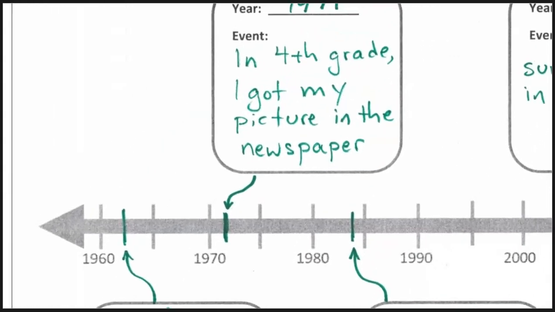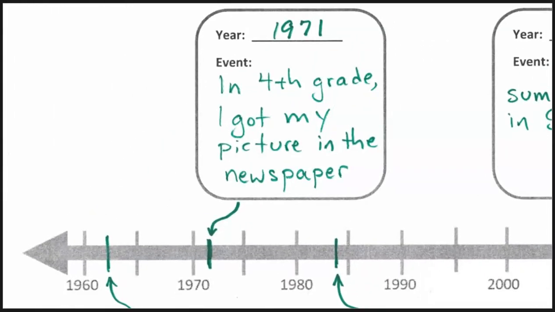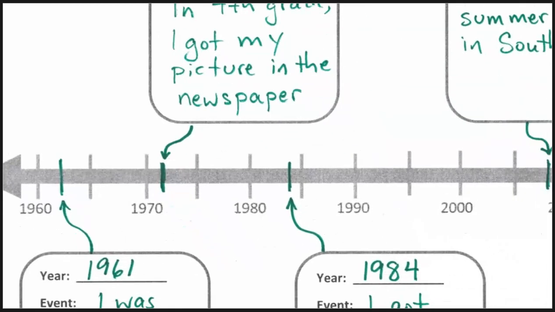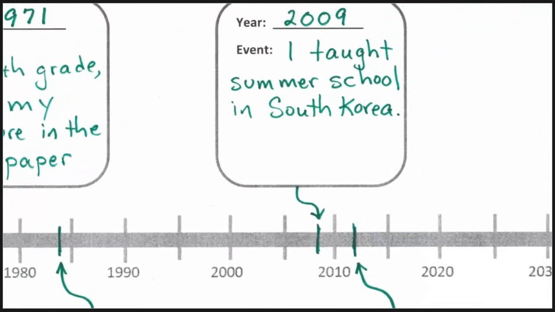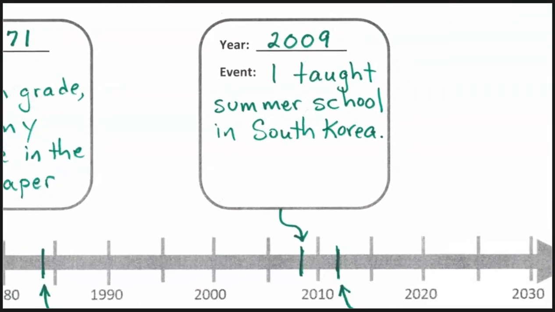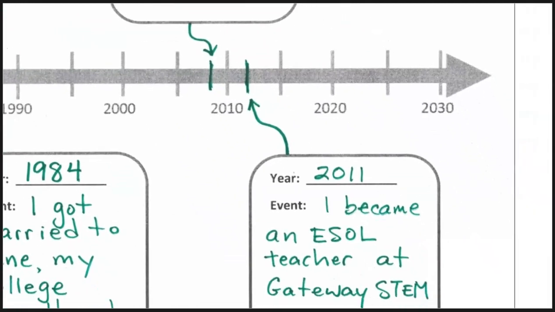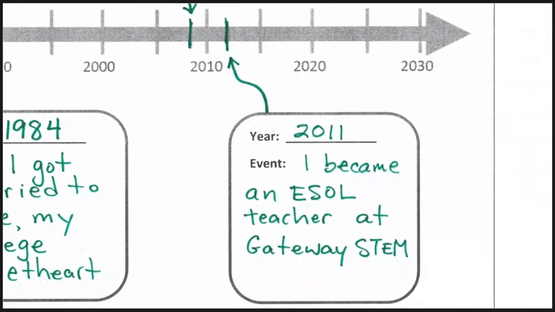All right, then the next one, in 1971 in 4th grade, I got my picture in the local newspaper. All right. Moving on, in 1984, I got married to Jane, my college sweetheart, and we have been married ever since. And then in 2009, I taught summer school in South Korea, and that's really what made me want to be an ESOL teacher. And I came back to St. Louis, and I've been an ESOL teacher ever since. And in 2011, I became an ESOL teacher at Gateway STEM.